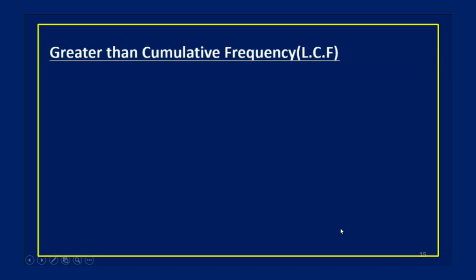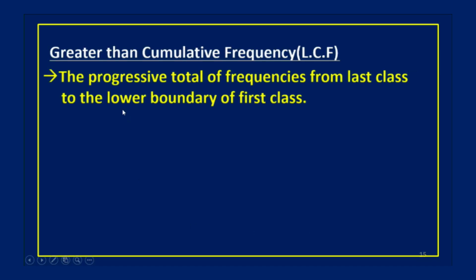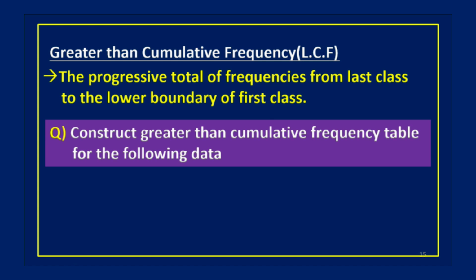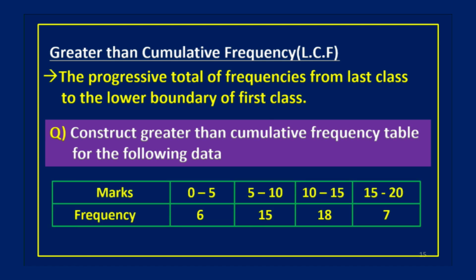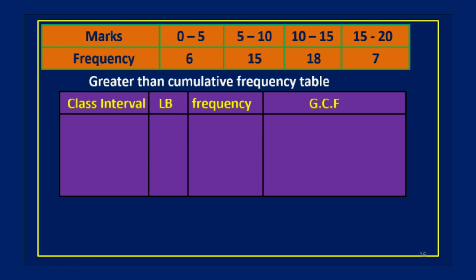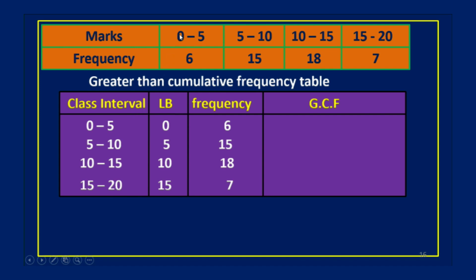Now let us understand what is greater than cumulative frequency. The progressive total of frequencies from last class to the lower boundary of first class. Children, let us construct a greater than cumulative frequency distribution for the data. Here also I am taking the same table. Now I am taking class interval, lower boundary, frequency, GCF. See children, for LCF we have to take upper boundary, for GCF we have to take lower boundary. Now I am taking the classes here. First class 0 to 5, second class 5 to 10, third class 10 to 15, fourth class 15 to 20.